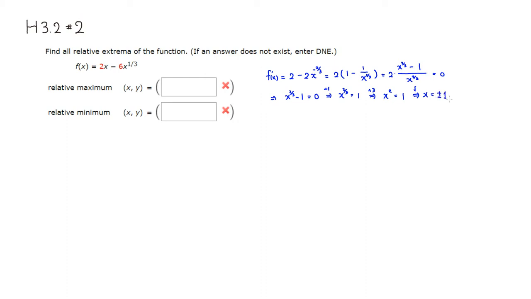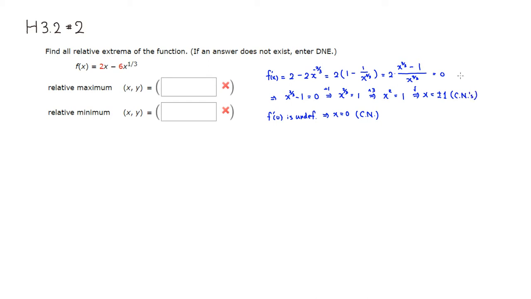So these are the critical numbers of type 1, and there's actually a critical number of type 2, because when x equals 0, f prime is undefined. So f prime of 0 is undefined, which means that x equals 0 is also a critical number. So we found the 3 critical numbers.